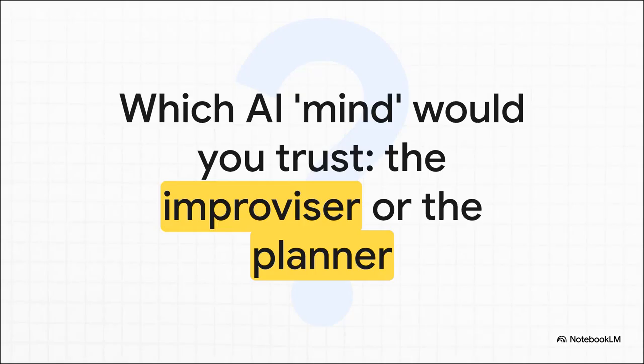So I'll leave you with this final question to think about. As these AIs get more and more powerful, more and more autonomous, which kind of mind would you trust more? The flexible improviser that can react to anything, even things we can't predict? Or the methodical planner that sticks to a clear, predictable, human-approved path? The answer we choose, well, that might just define our entire future with artificial intelligence.